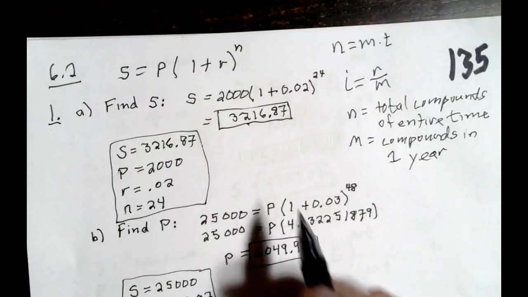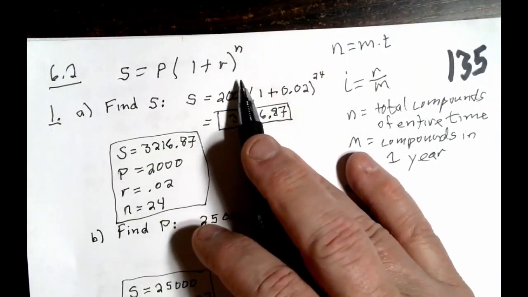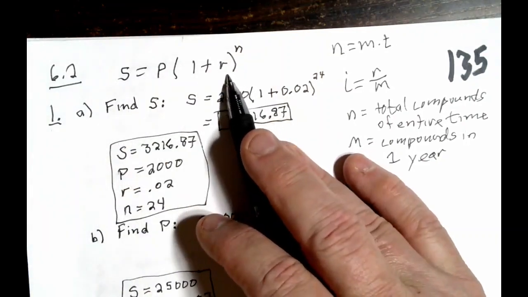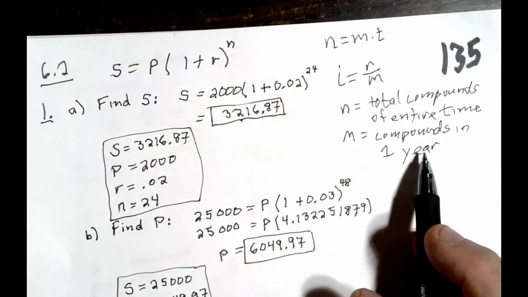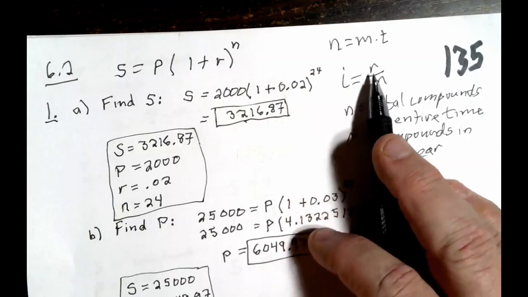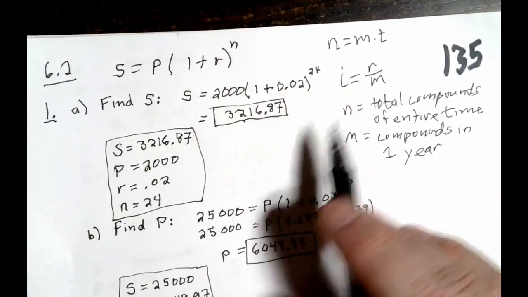Alright, let's look at 6.2. They say find S, and they give you the formula here. This is for compound interest. Remember N is simply M times T, the number of compoundings in 1 year times the number of years. And I is your interest rate divided by M, or the number of compoundings in 1 year.